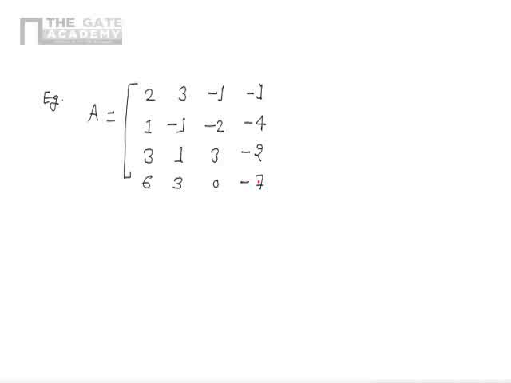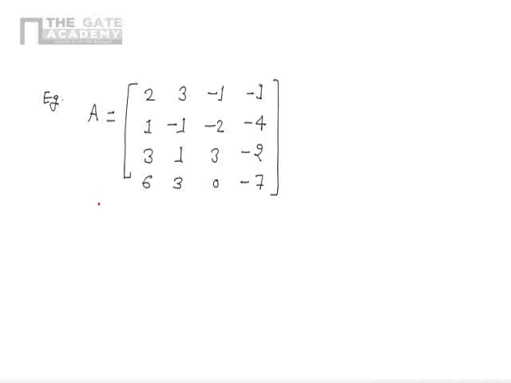0, and minus 7. Since it is a 4 by 4 matrix, if we go by the earlier approach by calculating the minor of order 4 and then 3, it will be a very lengthy calculation. So instead of that, we can convert this matrix into upper triangular matrix form, and after that we can find out the rank. It means the elements below the diagonal, all these elements, I need to make 0.